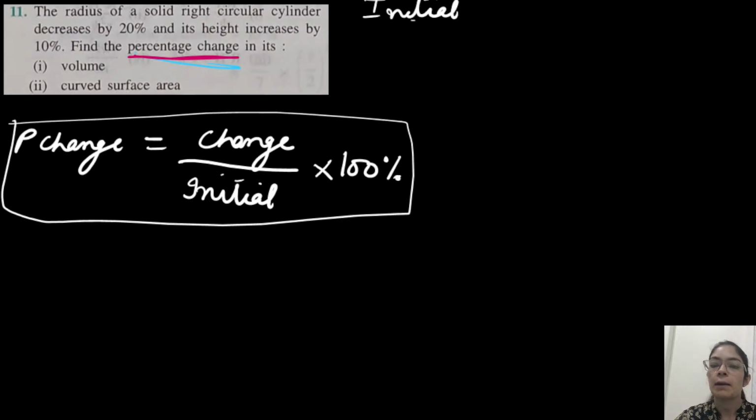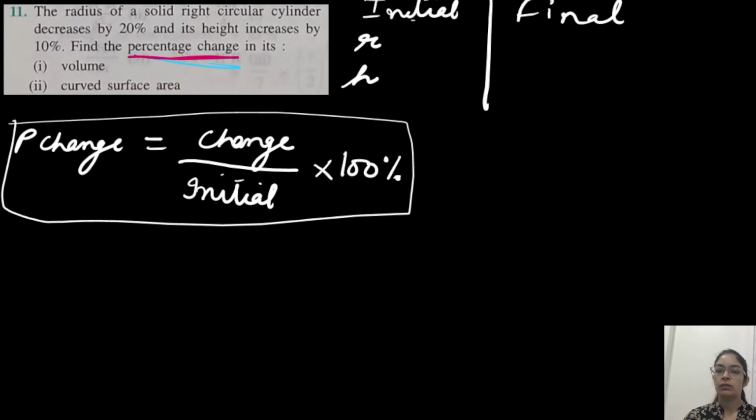Because here change is happening. So whenever change is happening, we will have some initial values and some final values. So this is final. So initial values, suppose initial radius is r and initial height is h. So now final we will be writing. So same way here we will write.